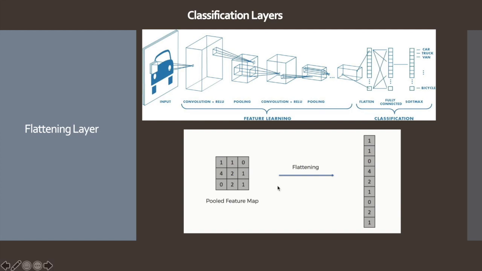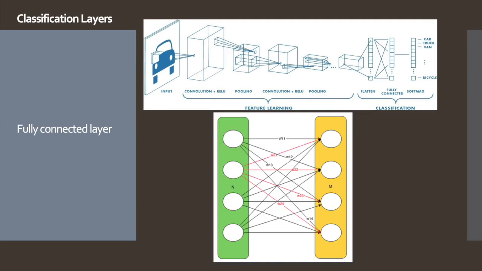Let's discuss each layer of the classification one at a time. The first layer is the flattening layer. As you can see in the below image, this layer converts the output matrix generated from previous layers into a one-dimensional array. The next layer of classification is the fully connected layer.